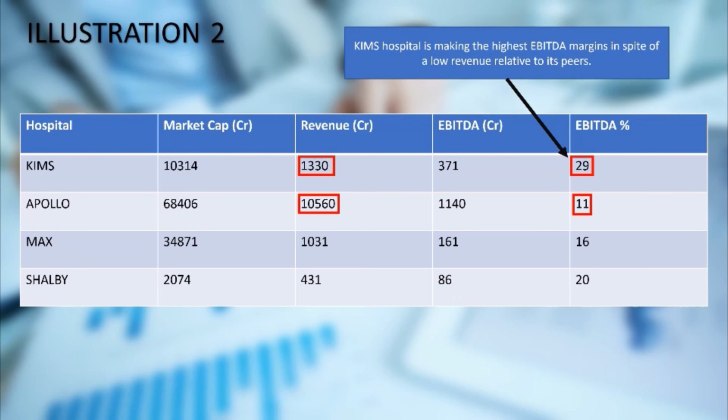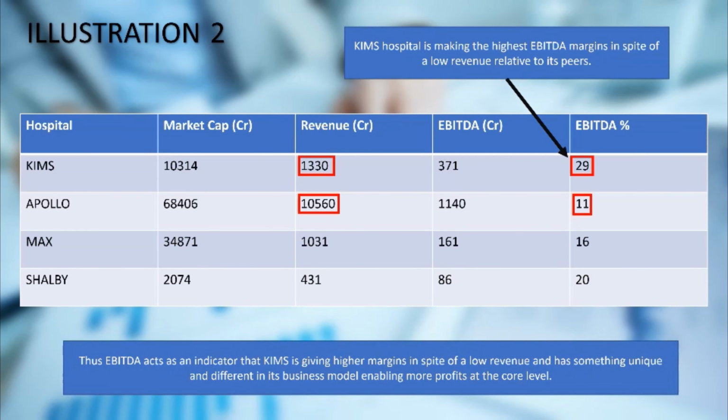EBITDA acts as an indicator that Kim's is having higher margins despite a lower revenue, which shows us that there is something unique and different in its business model, enabling it to make more profits at the core level. So this ratio basically gives a hint to investors whether they should further analyze this business opportunity using other financial ratios or look at other companies.